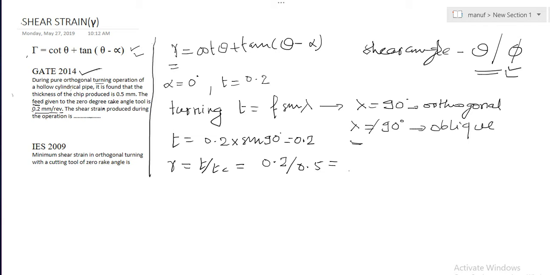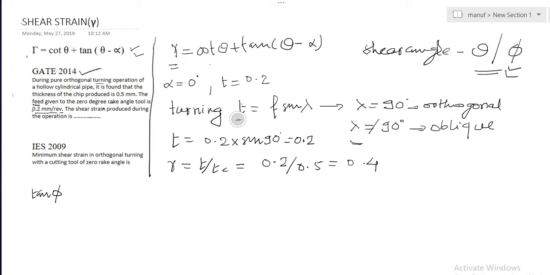So that will become 0.4. Now we have to find out the chip thickness ratio. Now we have to find out the shear strength. So we know that tan phi equal to, we have to find out this phi or this theta angle. This theta angle we have to find out.